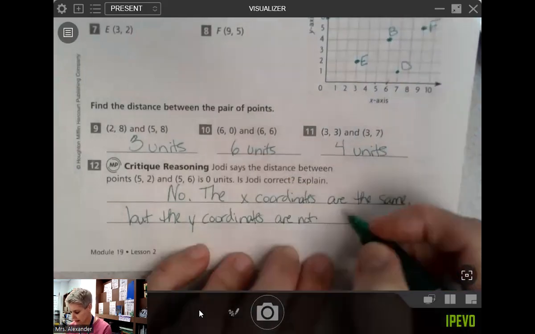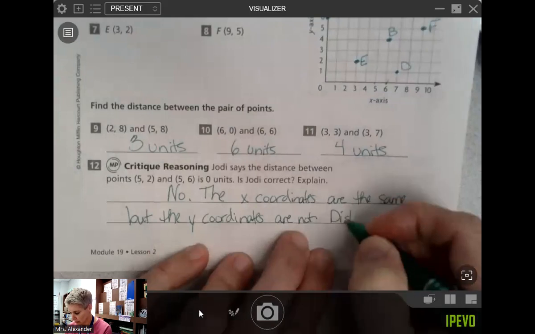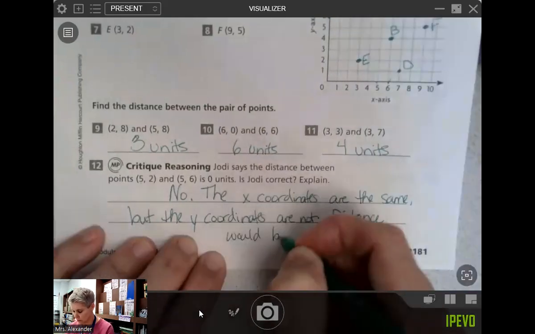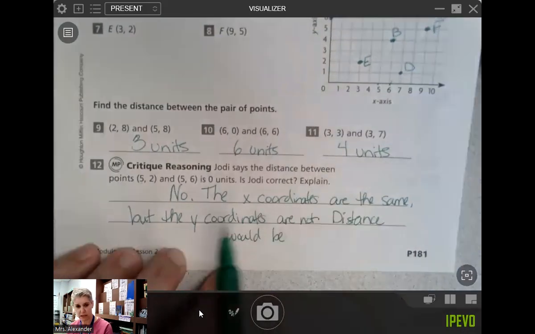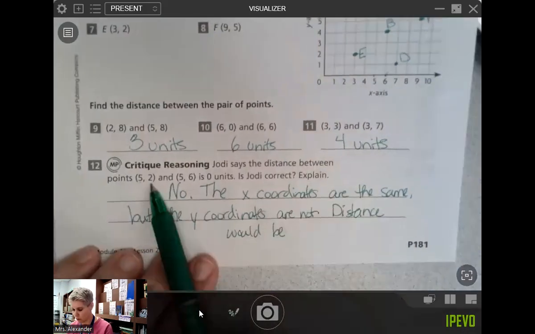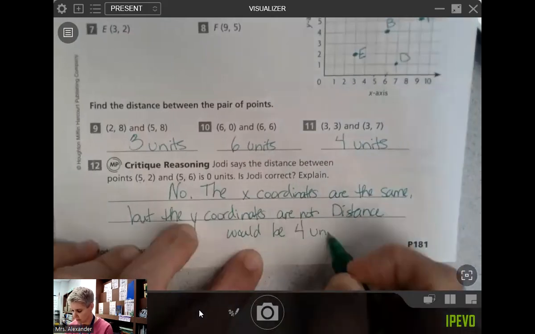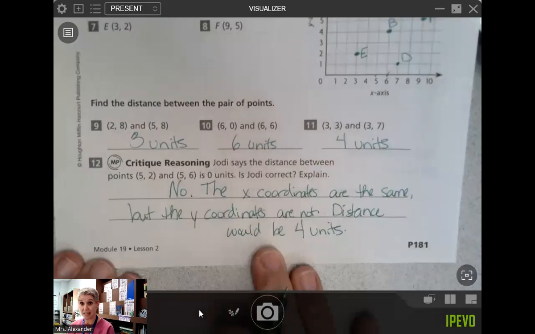The distance would be what? The distance would be, let's compare that y. The distance would be 4 units. Okay, that was it for our lesson.